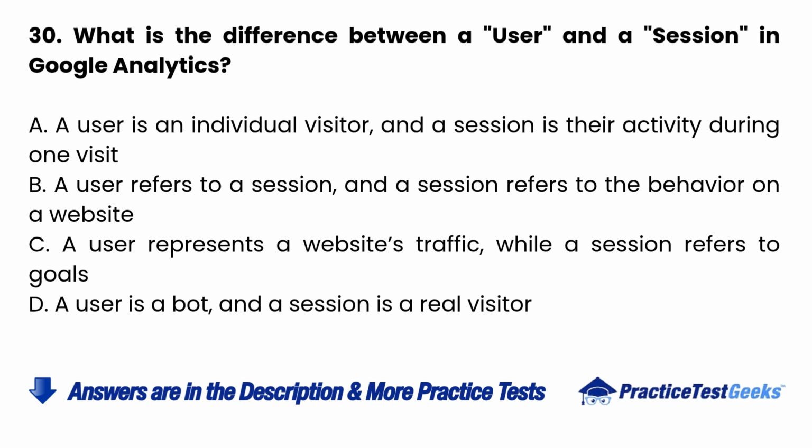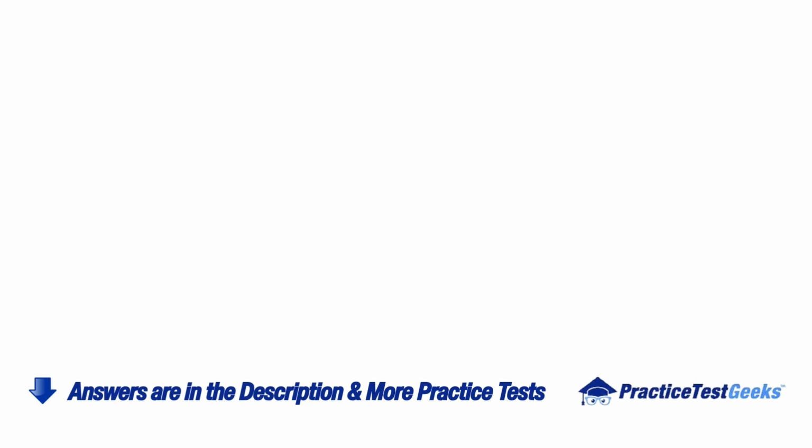30. What is the difference between a user and a session in Google Analytics? A. A user is an individual visitor, and a session is their activity during one visit. B. A user refers to a session, and a session refers to the behavior on a website. C. A user represents a website's traffic, while a session refers to goals. D. A user is a bot, and a session is a real visitor.